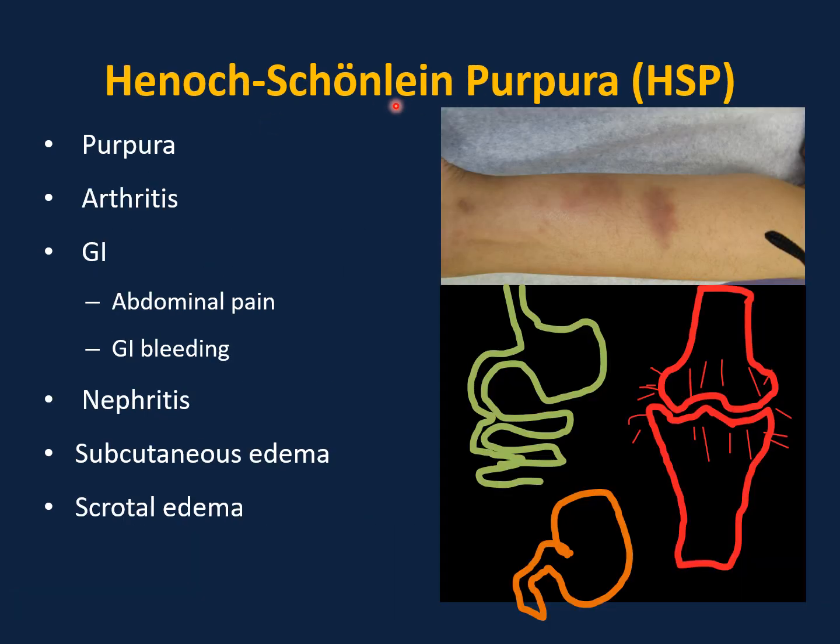Henoch-Schönlein Purpura is the most common vasculitis in children. It is a small blood vessel vasculitis mediated by IgA antibodies. The classic presentation: purpura, which is 95 to 100% of the cases affects the extremities, especially the buttock and lower extremities. Arthritis or inflammation of joint, arthralgia. GI symptoms: abdominal pain, nausea, vomiting, GI bleeding, intussusception, nephritis, proteinuria, hematuria, hypertension, subcutaneous edema, and scrotal edema.